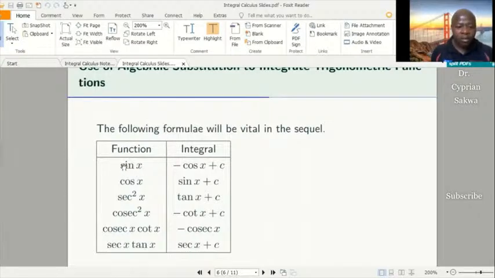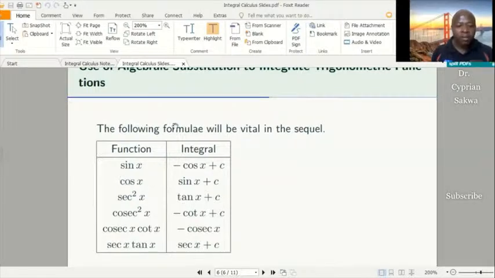And now we must know that the integral of sine of x will be negative cos of x plus a constant of integration, and the integral of cos of x will be sine of x plus a constant of integration, and the integral of sec square x will be tan x plus c. The integral of cosec square x will be negative cot x plus c, and the integral of cosec x cot x will be negative cosec x. The integral of sec x tan x will be sec x plus c.